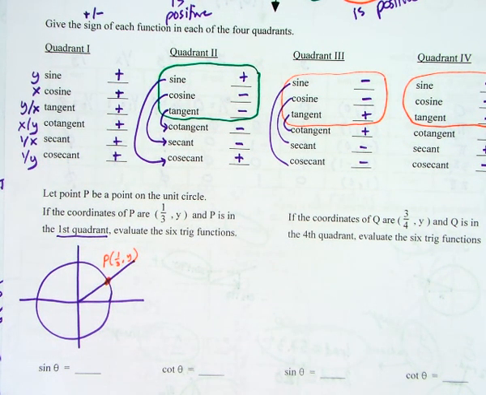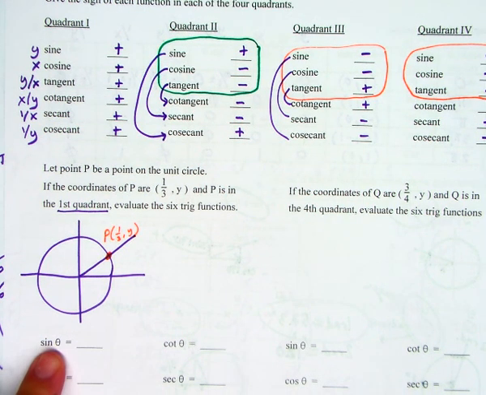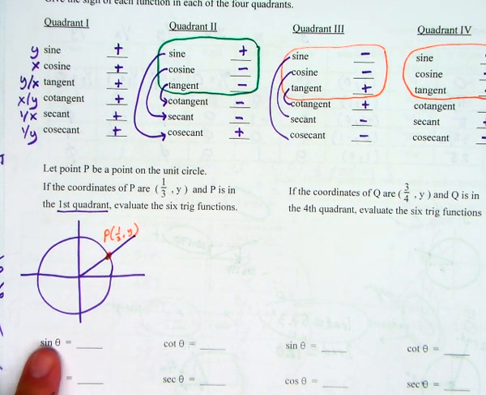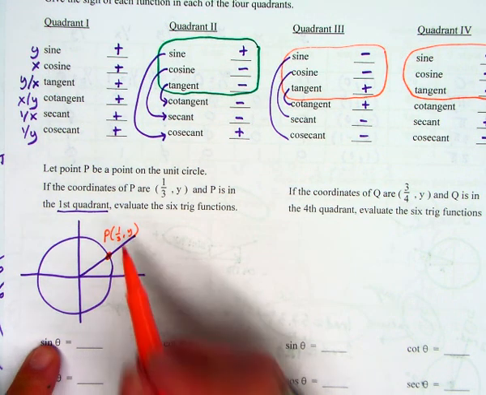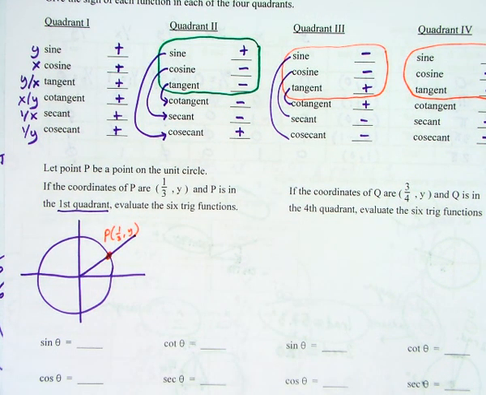Okay, but the 6 trig functions, I need a y value, right? Like if there's no y value, sine is supposed to be y. Well, I don't have a y value. So my first step is I got to figure out what y is. How am I going to do that? You guys got thoughts on how I'm going to figure out what y is? Pythagorean theorem. Sure, let's try it.